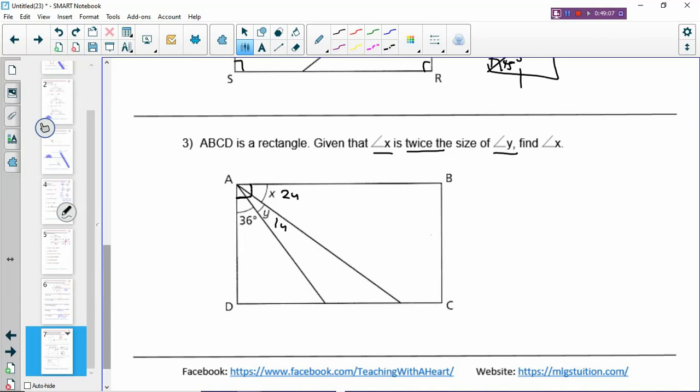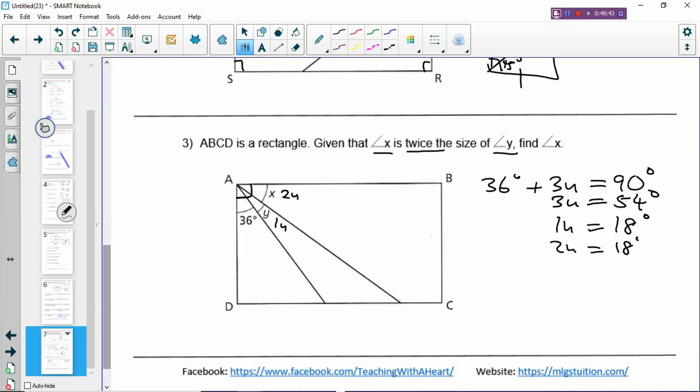And again, there's a right angle formed at the corner. Which means that if you add up all the angles, 36 degrees plus 1 unit plus 2 units, that'll be 3 units, right? And that will add up together to give you a right angle, 90 degrees. Then what is 3 units? 3 units will be 90 minus 36, which is 54 degrees. Then you can find 1 unit, which is 54 divided by 3, that will be 18 degrees. And then can you find angle X? Angle X has 2 units, so you take 18 times 2, and that's how you get 36 degrees.